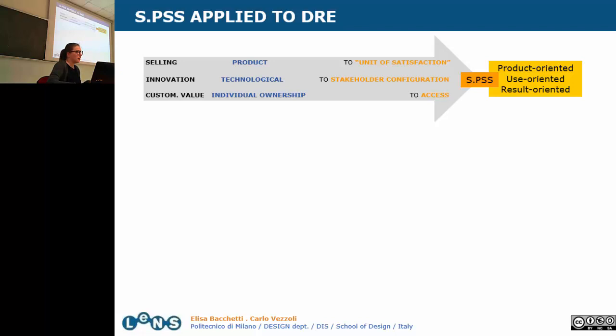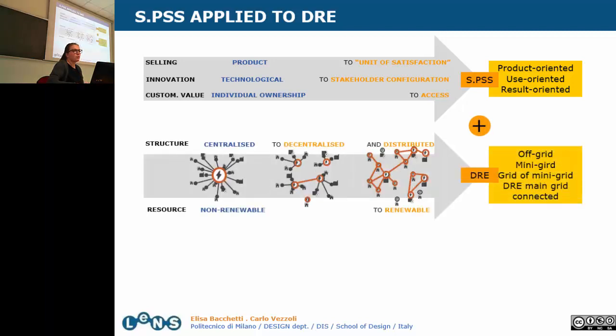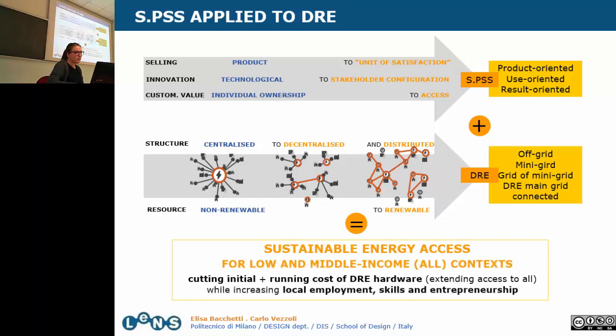So in this sense, as you said, there is the S.PSS model, that moves from the selling of a product to sharing the assets, in our case of energy, for example. So the unit of satisfaction is going to be fulfilled. What happens if we apply this to distributed renewable energy? It comes out that we can reach sustainable energy access for all. And it's something that is already happening, it's something that is already true, and it's something that can really empower local sustainability, to make changes and to go towards sustainable development. But this is not just because we believe in sustainability, but because it's sustainable for economic, environmental, and socio-ethical reasons.